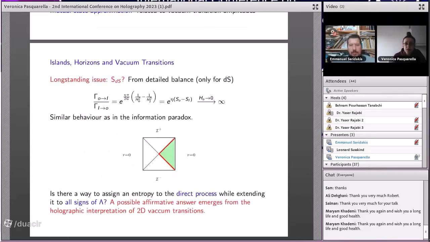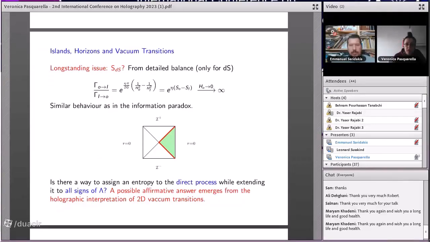Now, why is this relevant for us? For vacuum transitions, I mean. So the relation between islands, horizons, and vacuum transitions can simply be recast by this first observation. One long-standing issue is understanding what the entropy of de Sitter is, and it's still an open question. The reason for this comes about, for example, if you analyze up and down tunneling in between 2 de Sitter spacetimes. This was originally formulated in 4 dimensions. Coleman-De Luccia analyzed the down tunneling process, then Lee and Weinberg extended it to up tunneling.